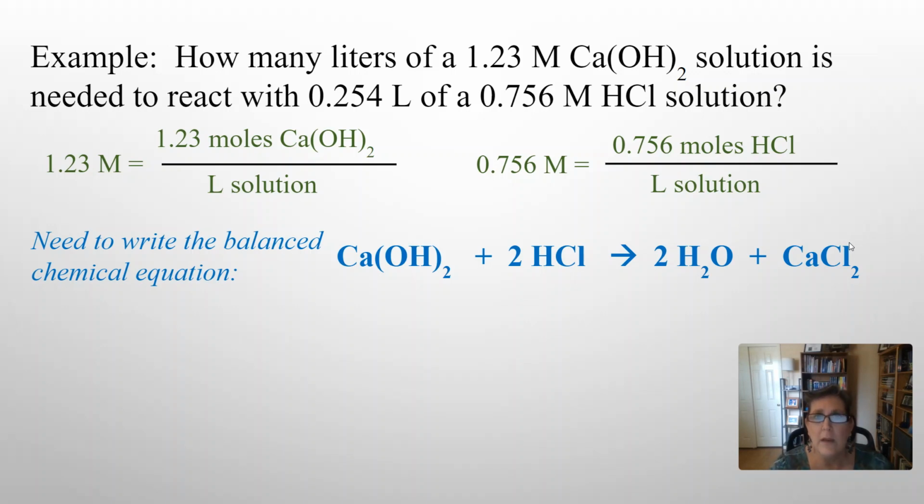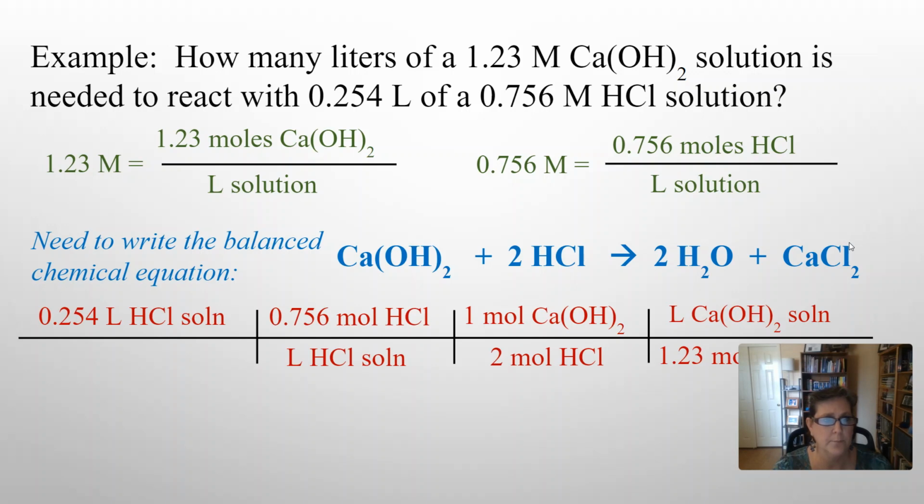Again, we know the most about HCl. That's what we're going to start with, liters of HCl. So 0.254 liters of HCl. We're going to use the molarity of HCl as a conversion factor. There is 0.756 moles of HCl per 1 liter of solution for HCl. Liters of HCl cancel out. Now we have our moles.